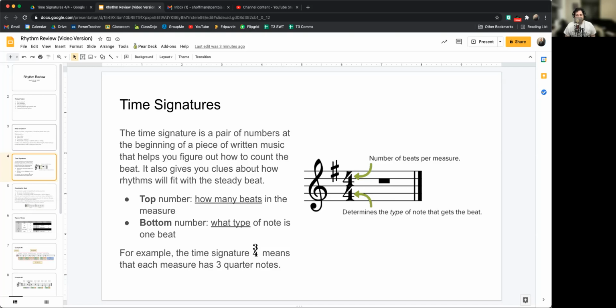The top number is 3, so there are 3 beats. And anytime that you see the bottom number is 4, that means that a quarter note is 1 beat. We can also see the example on the right, 4/4. The top number is 4, meaning that there are 4 beats in the measure. The bottom number is 4, which means that a quarter note is 1 beat. Therefore, 4/4 means that there are 4 quarter notes in each measure.